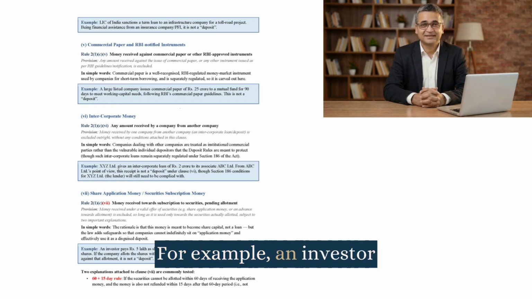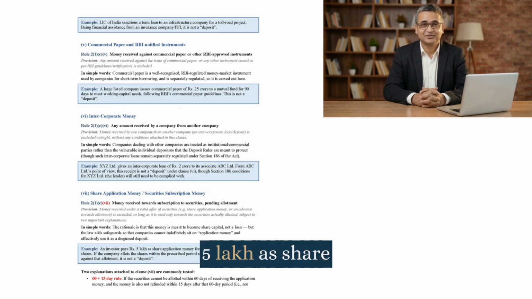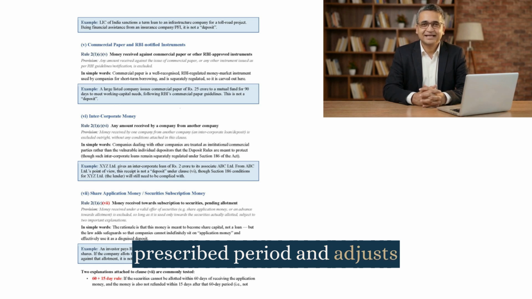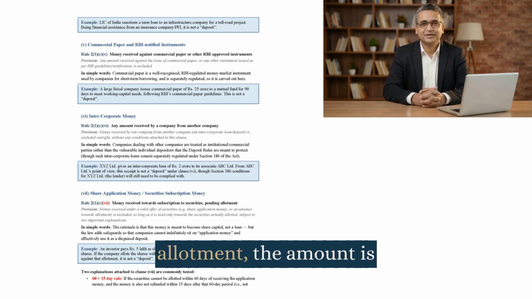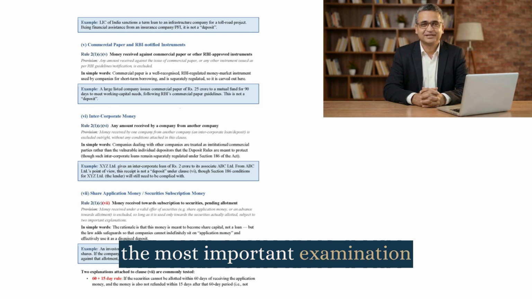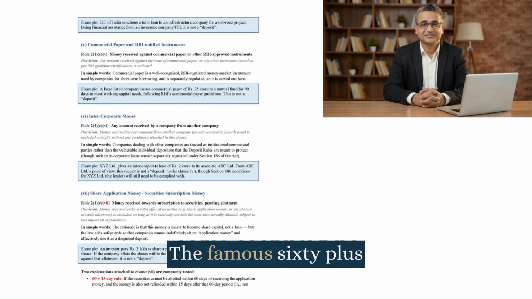For example, an investor pays 5 lakh rupees as share application money in a private placement. If the company allots the shares within the prescribed period and adjusts the money towards the allotment, the amount is not treated as a deposit. But this exclusion is subject to one of the most important examination rules, the famous 60 plus 15-day rule.